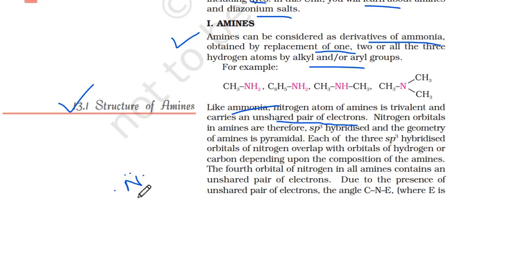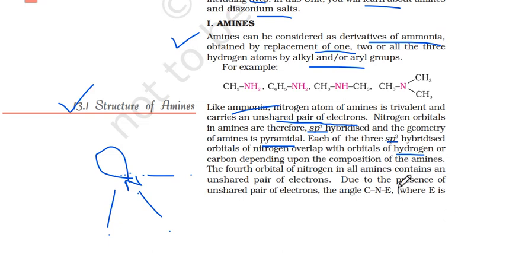So nitrogen orbitals in amines are therefore sp3 hybridized, and the geometry of amines is pyramidal. Each of the three sp3 hybridized orbitals of nitrogen overlap with orbitals of hydrogen or carbon depending upon the composition of the amines. तो यहाँ पे तीन groups बन सकते हैं in a pyramidal shape. Fine, and this will be our lone pair containing lobe. So you can have different groups over here based upon what the composition of the amine is basically.